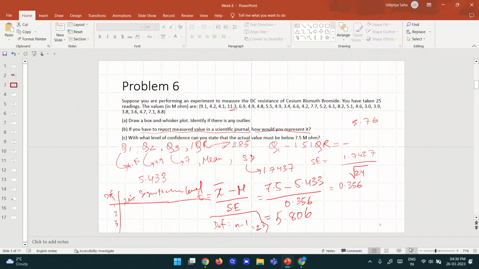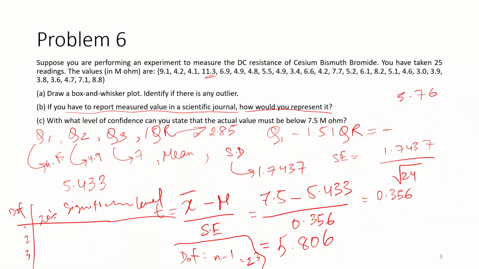So T is greater than that, so that means it's out of the range. No, nothing is out of the range. Greater means it's the kind of a base level. If you cross that, then you are statistically on that side. It's not like out of range. There's no range actually, just one value.